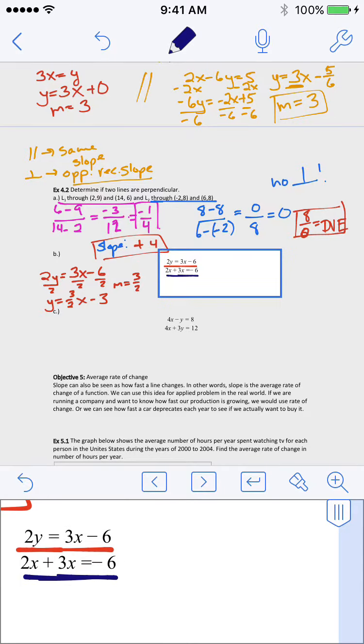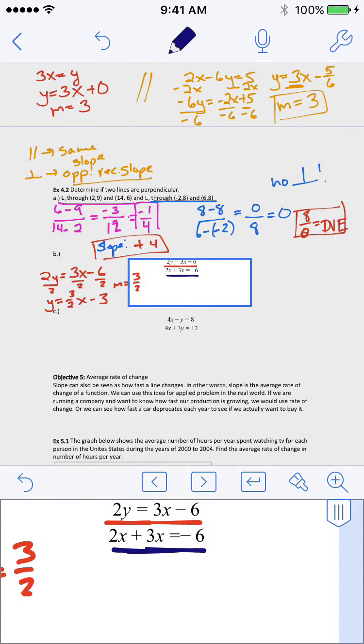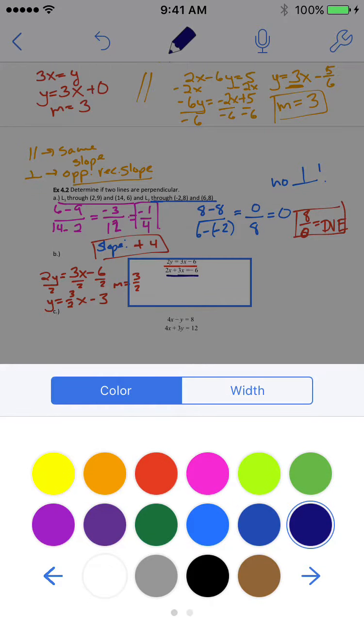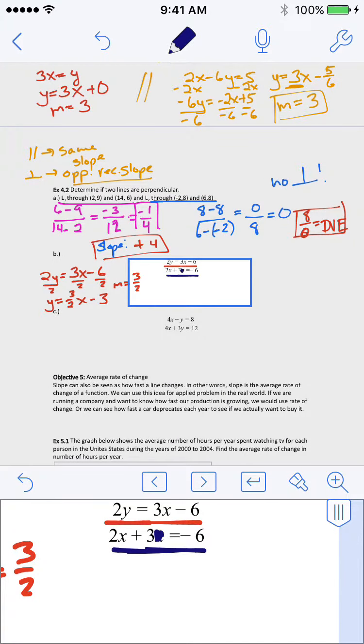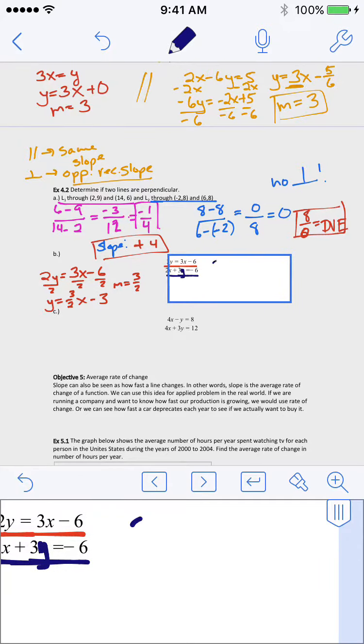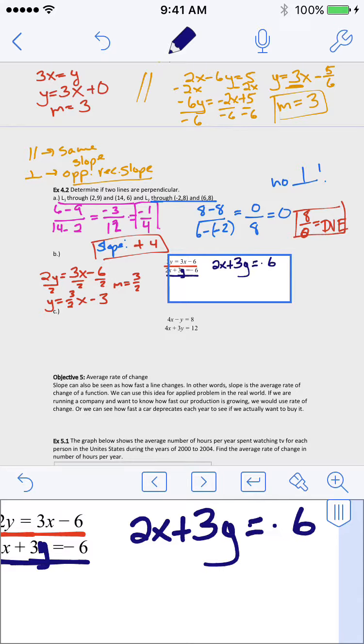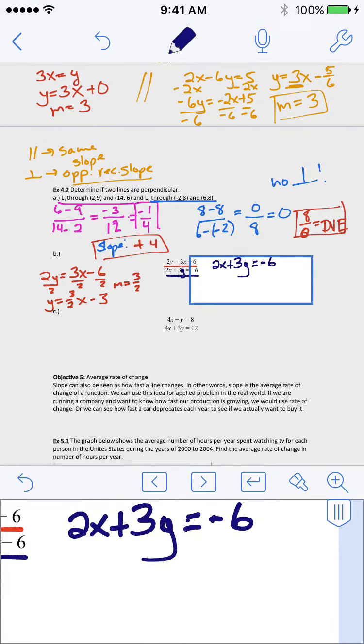So we've got 2x plus, pardon me, that is a typo. This second one should say y, not x. So 2x plus 3y equals 6. I believe it was fixed in yours. It was not fixed in mine. If it wasn't, though, please make sure you make that correction. Just a little typo there.